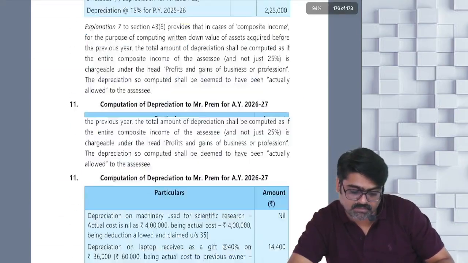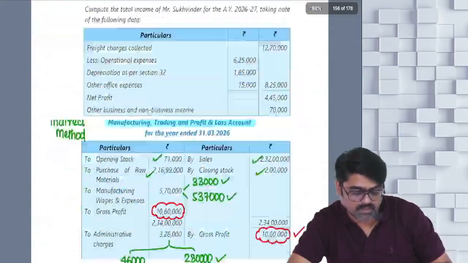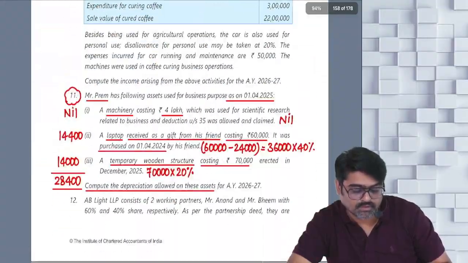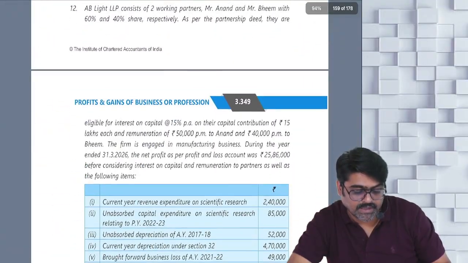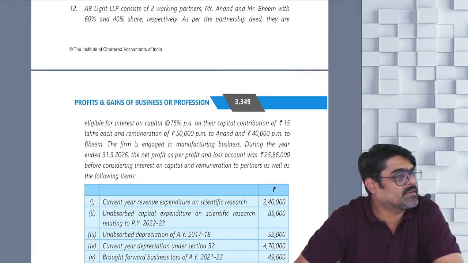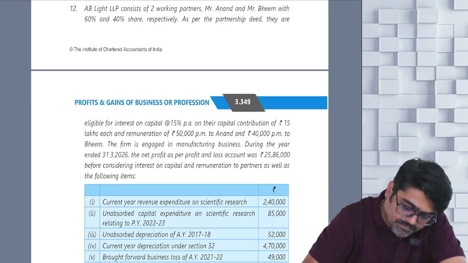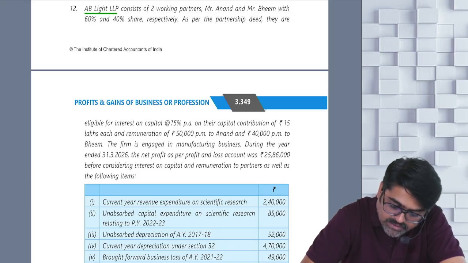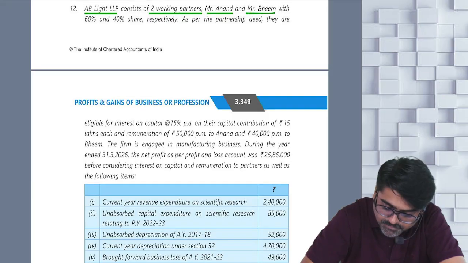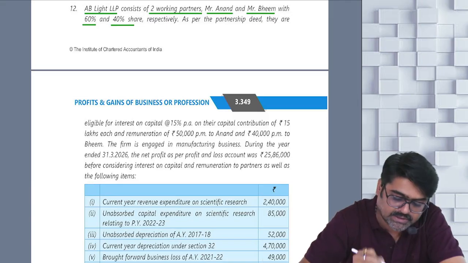Next question, question number 12. Now see what this question says. AB Light LLP. LLP means a firm. So there is a firm which consists of how many partners? The name of the firm is AB Light LLP, and it has 2 working partners, Mr. Anand and Mr. Beam, with 60% and 40% share respectively.